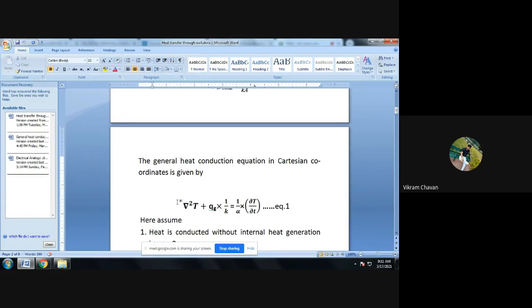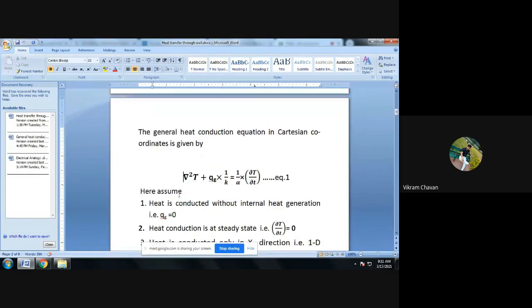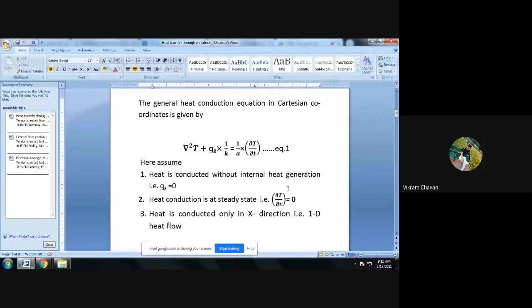We have discussed this equation: del square T plus Q suffix G divided by K is equal to 1 upon alpha multiplied by partial T divided by partial t. So it is equation number 1. Now here we have applied some assumptions. Assumption number 1 is there is no internal heat generation, that is, the wall is not generating any kind of heat.